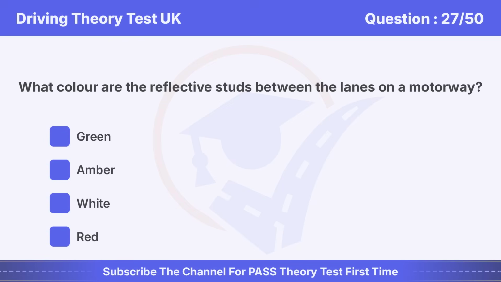Question 27. What color are the reflective studs between the lanes on a motorway? Option A. Green. B. Amber. C. White. D. Red.